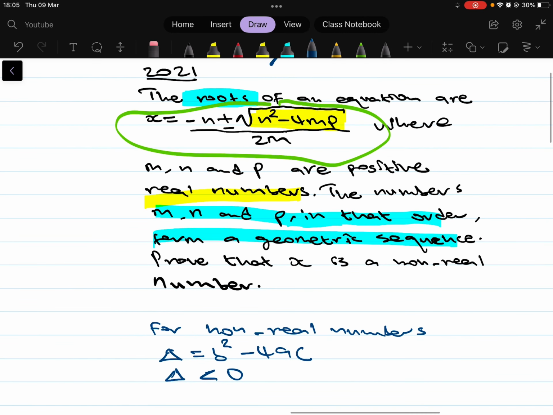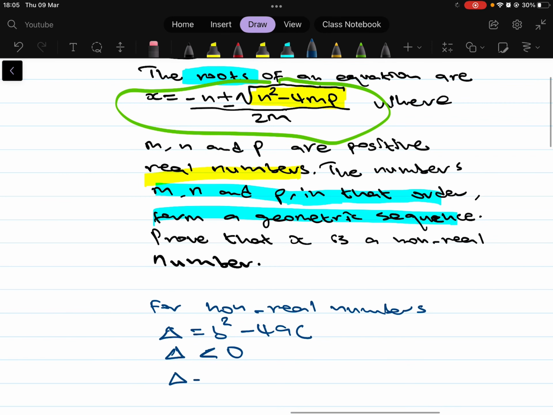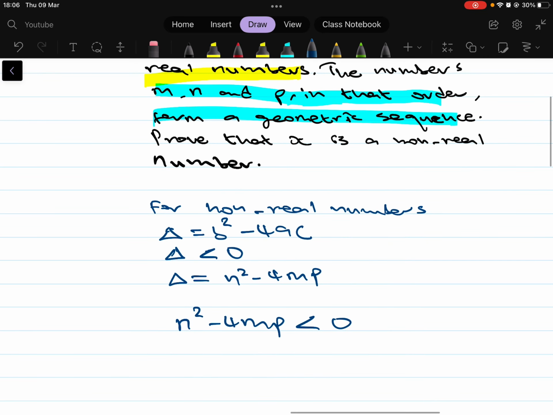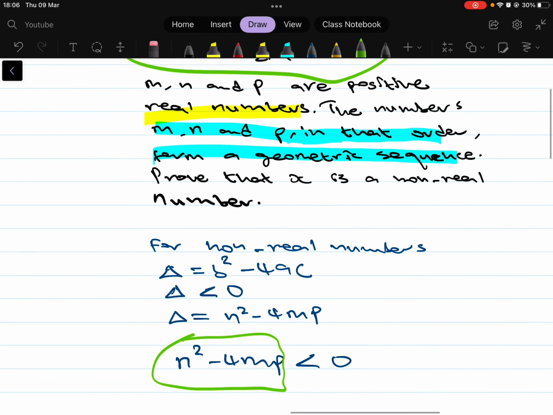So what will be the discriminant in this case? We look at what is inside the square root. The discriminant is equal to n squared minus 4mp. If this discriminant is less than 0, that means n squared minus 4mp is less than 0. That's the condition we have for non-real numbers. So we are just required to prove that this part, inside the square root, is less than 0.